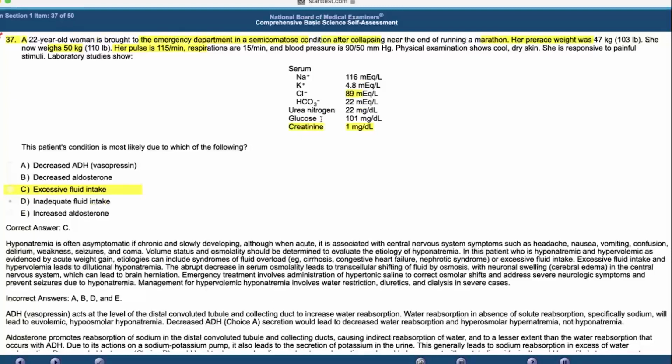I always get kind of confused on what fluid intake and inadequate fluid intake and the roles are on sodium. I mean, I recognized it was hyponatremia, but then I was confused.